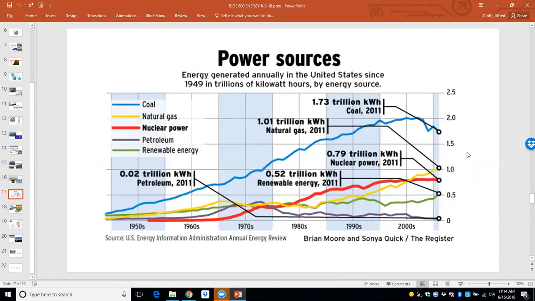But the downside of it is that it has to be combusted, it has to be burned to obtain the energy, and therefore greenhouse gas production, which can be minimized again with filters.